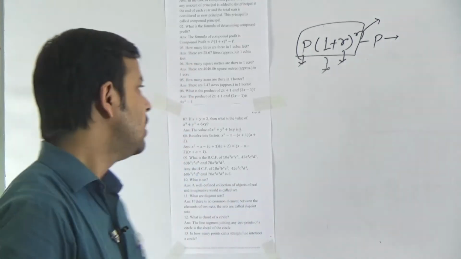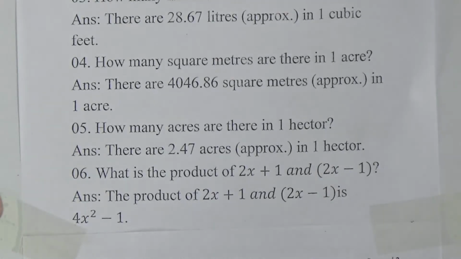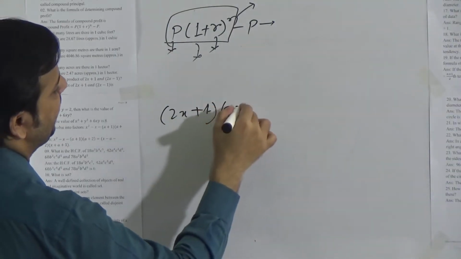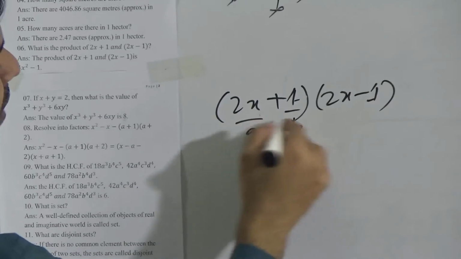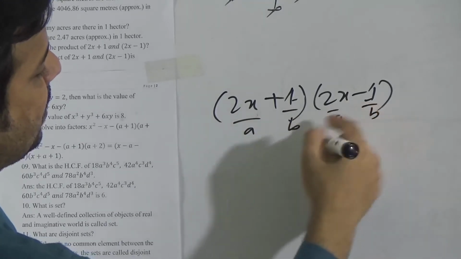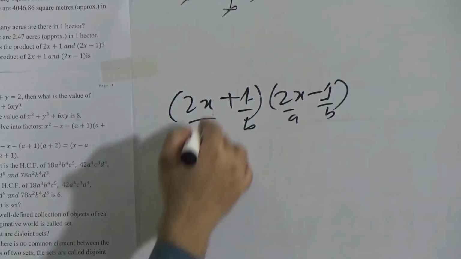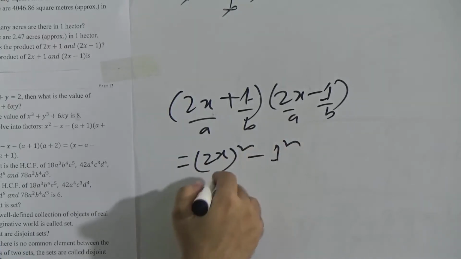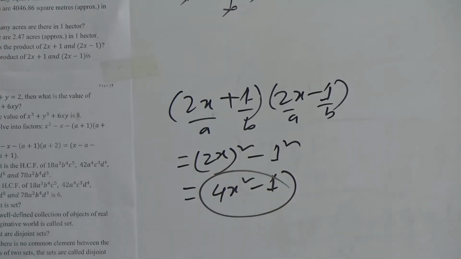Okay dear students, now see question 6, what is the product of 2x plus 1 and 2x minus 1? So the product will be (2x plus 1) and (2x minus 1). It means that if we consider 2x as A and 1 as B, then it will be A plus B, and this is A minus B. So we know the formula, (A plus B) into (A minus B) means A square minus B square. A means 2x here, so this one minus 1 square. So we can write here 4x square minus 1. So the product will be 4x square minus 1.